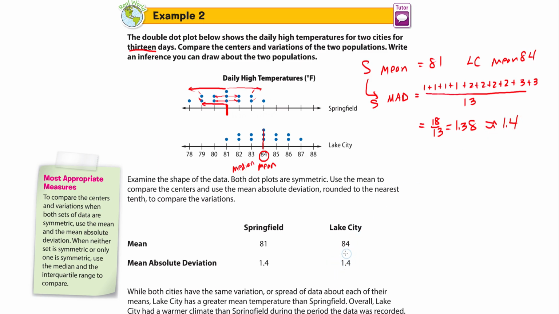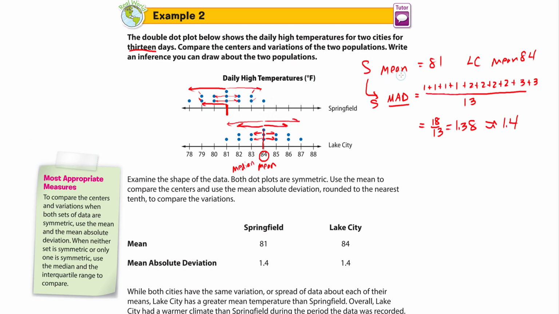Well, you get the same thing for Lake City, and it should make sense to you because these little arrows that I did here, there's 4 that are 1 away. There's 4 that are 2 away, and there's 2 that are 3 away. They're exactly the same as before. So based on the mean absolute deviations, the spread of the data is the same. However, Lake City's warmer by 3 degrees. So overall, Lake City was warmer. Yeah, okay, there we go. I could tell that just because the dots were shifted to the right.